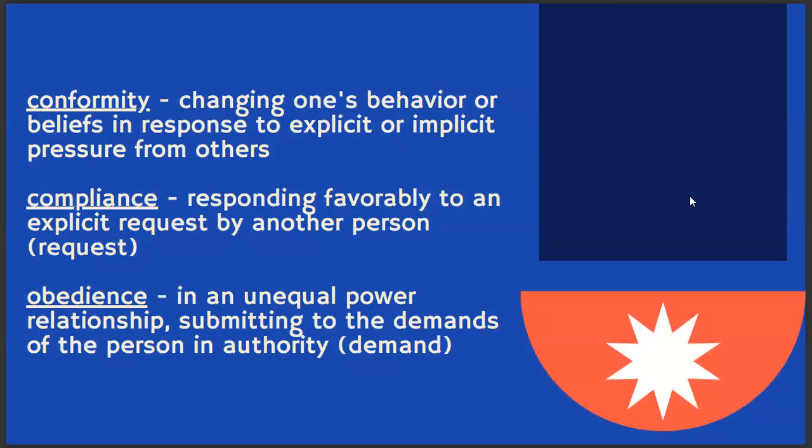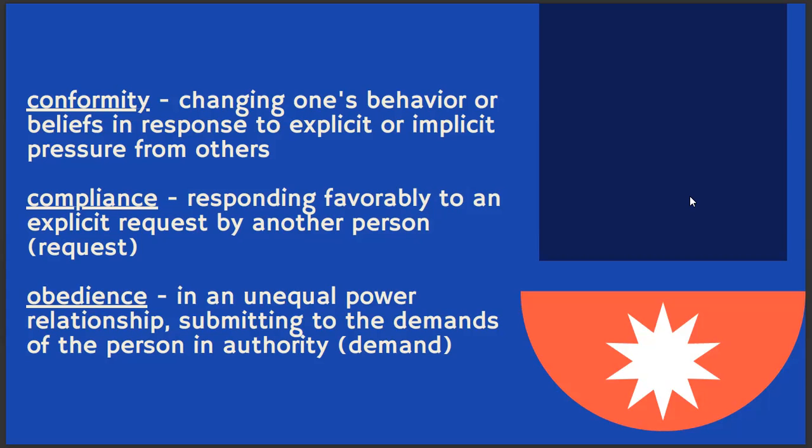So there's three different types of social influence that we're going to talk about today, that is conformity, compliance, and obedience. So conformity is changing one's behavior or beliefs in response to explicit or implicit pressure from others. So that's either someone outwardly saying that other people should do this to fit in, or it's just kind of an unspoken thing. If you see other people doing it, so you're influenced by them doing it, it's implicit, it's not stated outwardly. So you're conforming to maybe societal pressures, or conforming to the status quo, or conforming to what other people are doing.